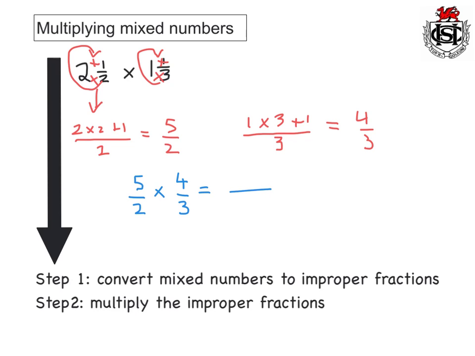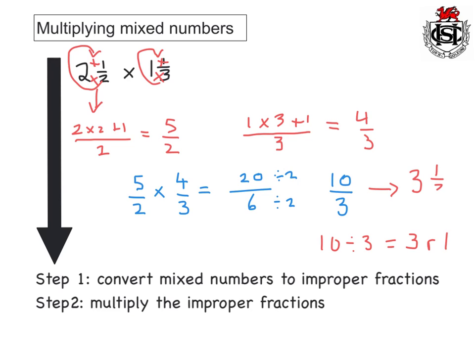On the top we have 5 times 4, which is 20, and on the bottom we have 2 times 3, which is 6. 2 is a common factor of 20 and 6, so if we divide the top and the bottom by 2, we get 10 over 3. 10 over 3 is an improper fraction. I can therefore convert it into a mixed number. If we remember, 10 divided by 3 equals 3, remainder 1. 3 goes into 9 3 times, and then we've got the 1 left over. So we have 3 and 1/3.